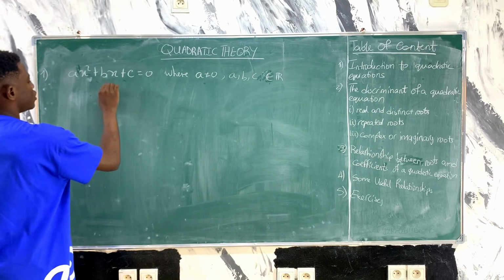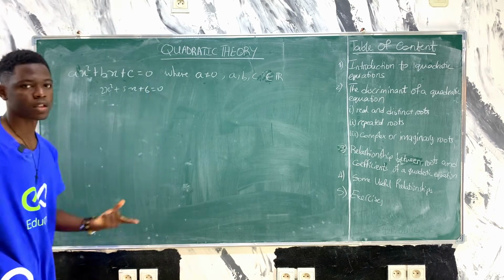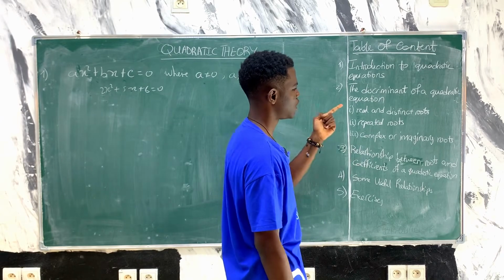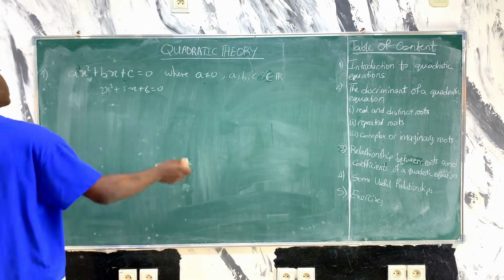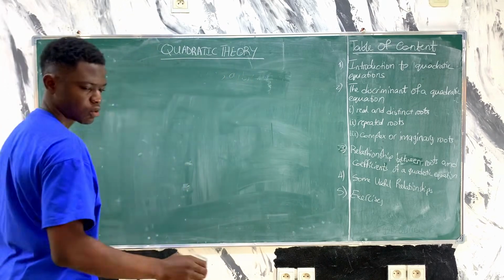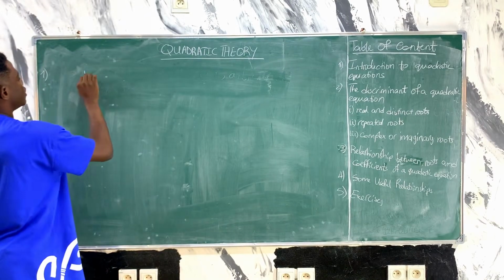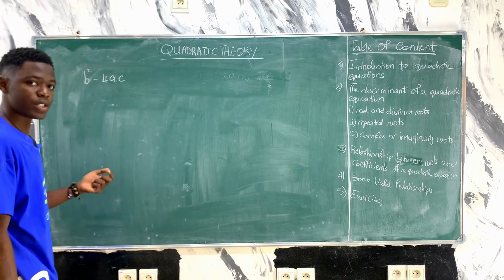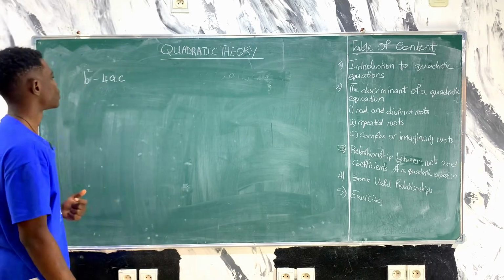Example: 2x squared plus 5x plus 6. This is an example of a quadratic equation. So, the discriminant of a quadratic equation. What is the discriminant of a quadratic equation? The discriminant of a quadratic equation is b squared minus 4ac. It is the result of this operation.